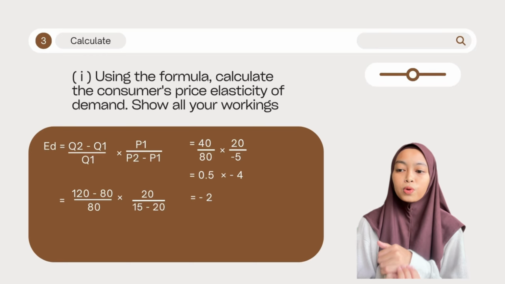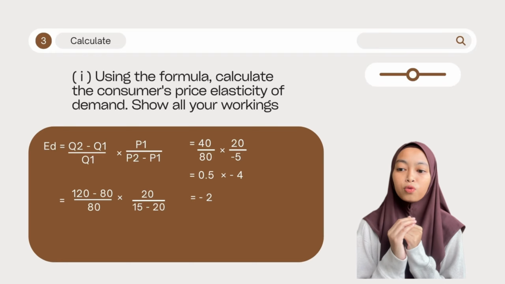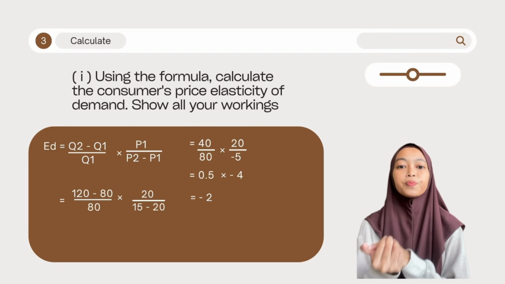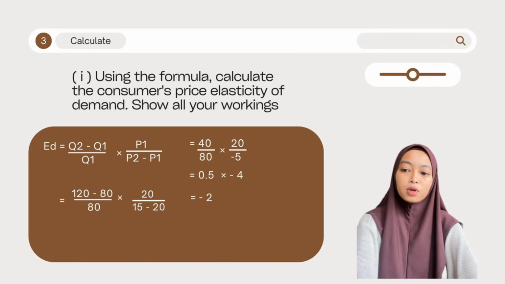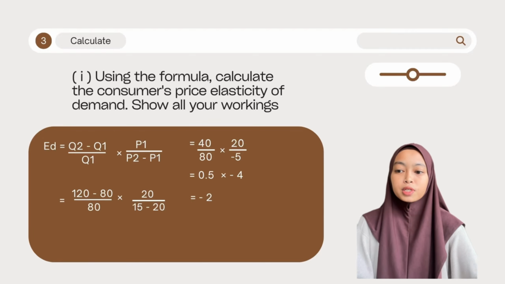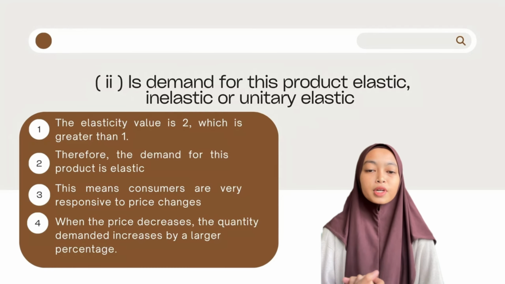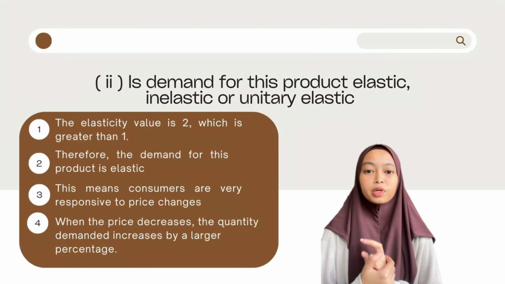So we got 40 over 80, multiplied by 20 over negative 5. So 40 over 80 we got 0.5, and 20 over negative 5 we got negative 4. And the answer is negative 2. So let's move on to question number 2.